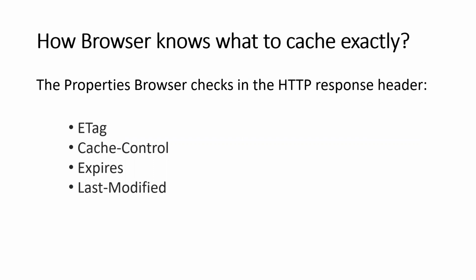There are some properties in the response header. For every request and every response, there would be some response headers. These response header properties decide which file should be cached. There are different properties which the browser can understand, and it will act according to their functionality. For example, we'll start with ETag.